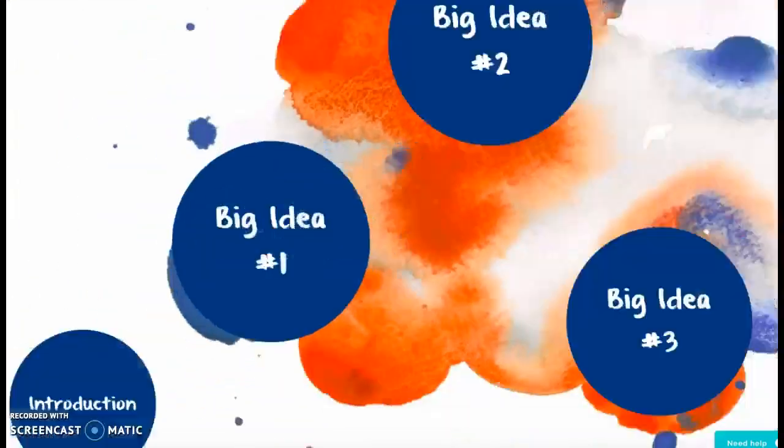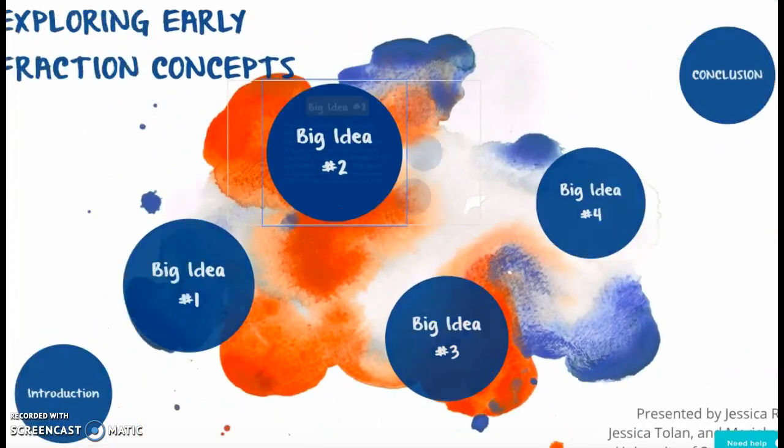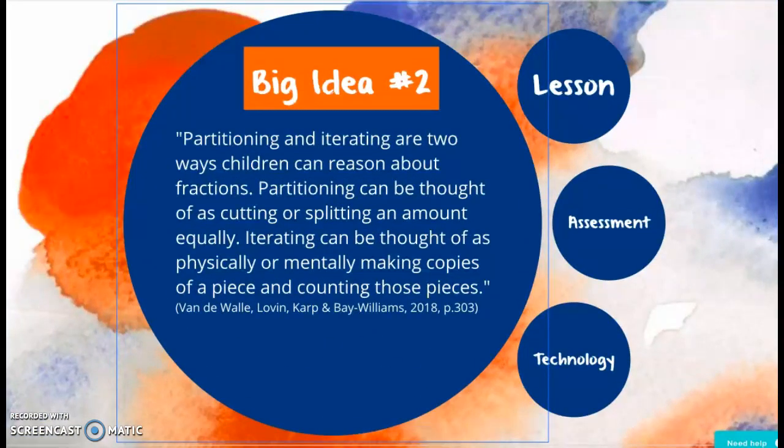So let's move on to big idea number 2. Big idea number 2 states that partitioning and iterating are 2 ways children can reason about fractions. Partitioning can be thought of as cutting or splitting an amount equally. Iterating can be thought of as physically or mentally making copies of a piece and counting those objects.